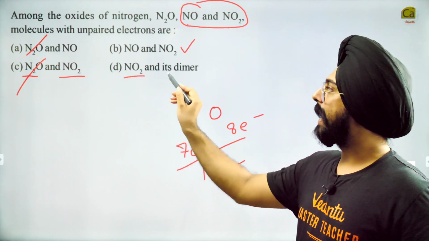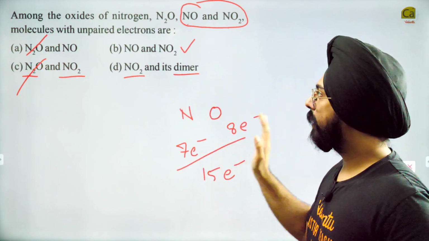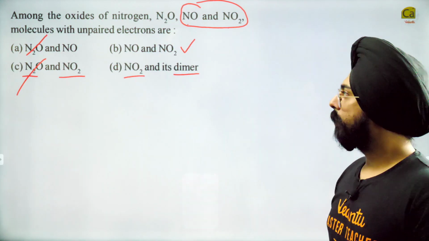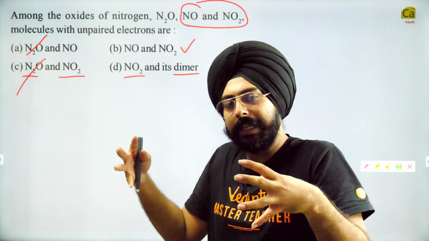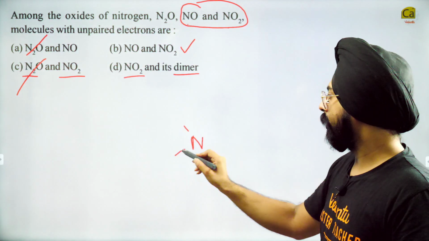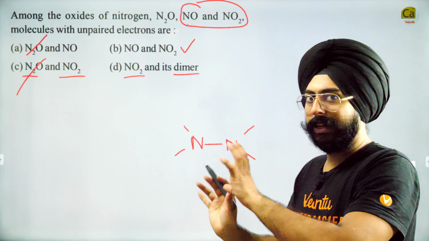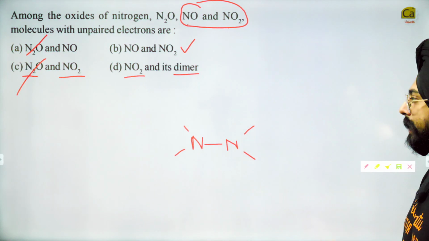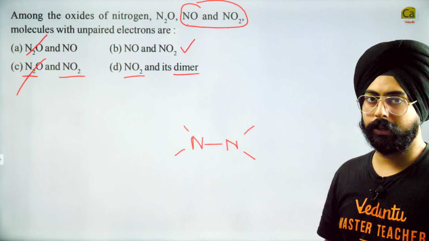NO2 and its dimer. NO2 to chalo, it has unpaired electrons. What is a dimer? People, dimer is a species. Okay, dimer is something when two molecules exist with each other. So the dimer of NO2 can be drawn something like this. I'm just drawing the basic skeleton. I'm not drawing the pi bonds, coordinate bonds, etc. But this is what the skeleton of NO2's dimer can look like.